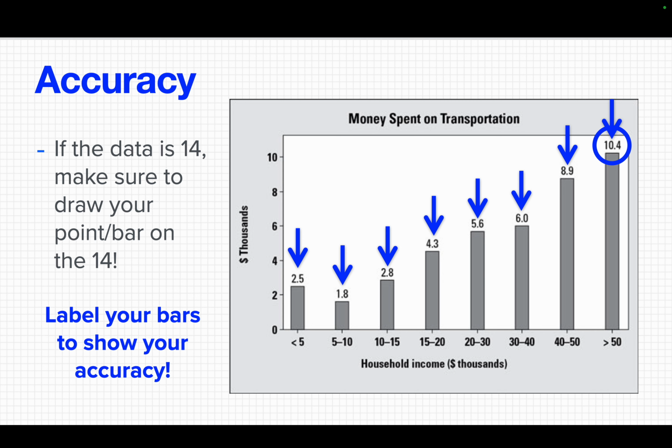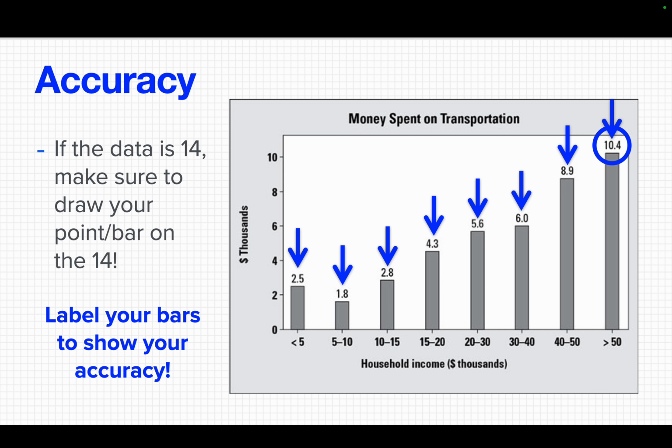Next, all graphs are accurate. So obviously this graph is accurate. It was made on a computer, and so we can see that the numbers line up perfectly. Like that 6, if you drew a line all the way across, it would hit that 6. So if the data is 14, you want to make sure it hits the 14.